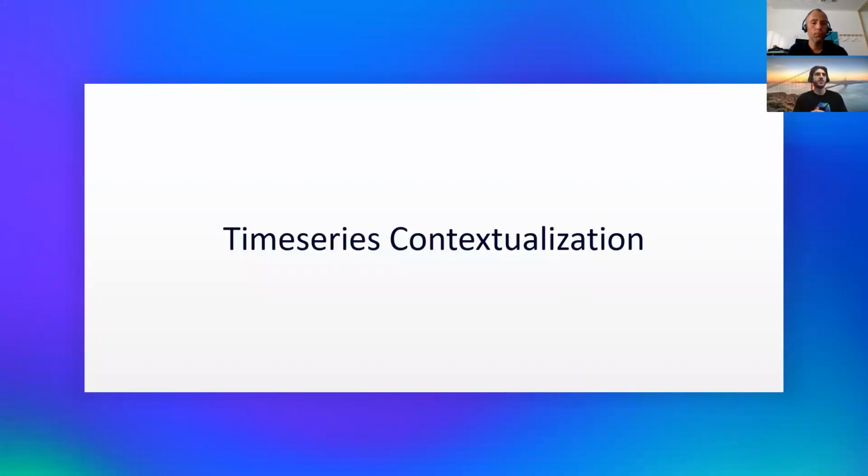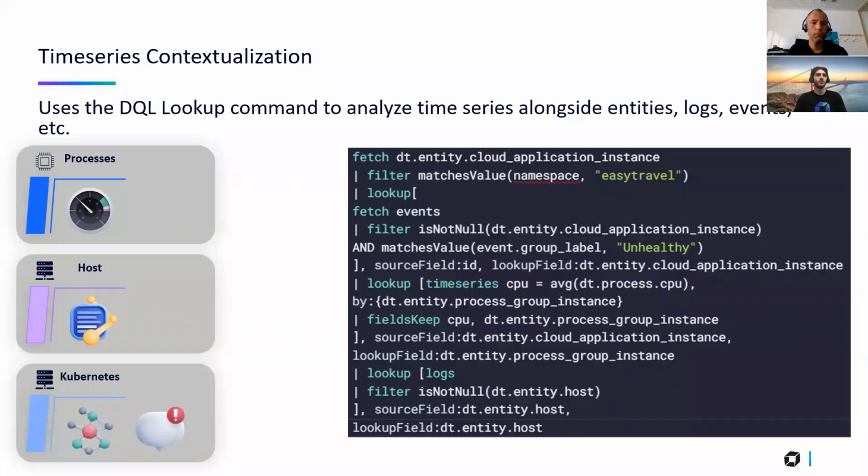So that's time series. Now let's take a look at some of the power behind what we can do with DQL as it relates to metrics. First, starting with contextualizing. So this is kind of where we utilize the lookup function, which results in a single row of a separate data set based on a condition.